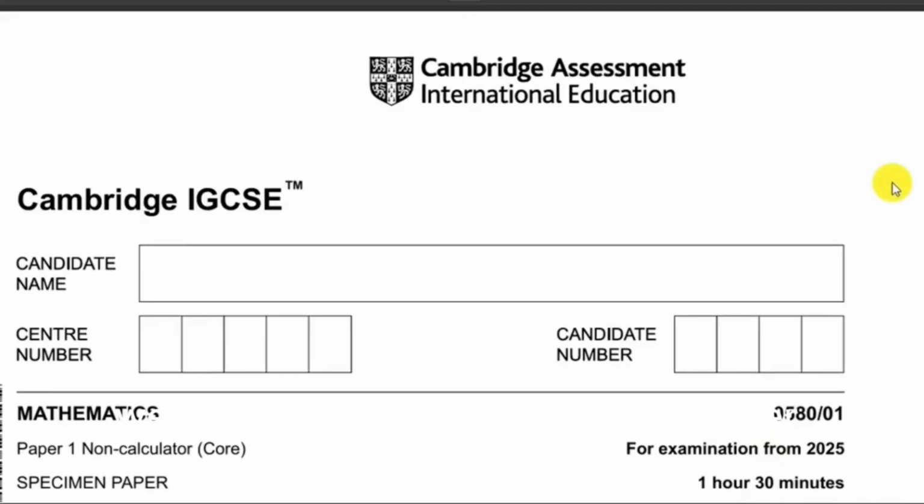We are looking at the specimen paper for examinations starting from 2025, which is this year. And it's mathematics paper 1, code 0580/01, that's the component code. It's a non-calculator core paper. So all students who are taking the core topics, which are indicated core in the syllabus as well as in the textbooks, are the ones writing this paper, and you do this paper for 1.5 hours.